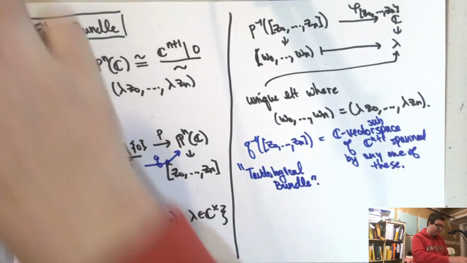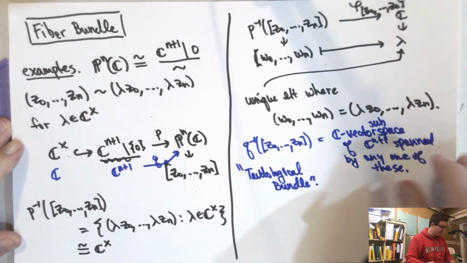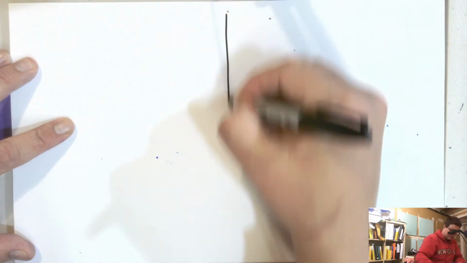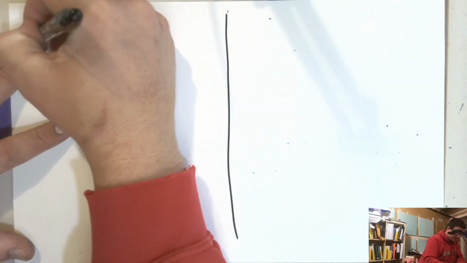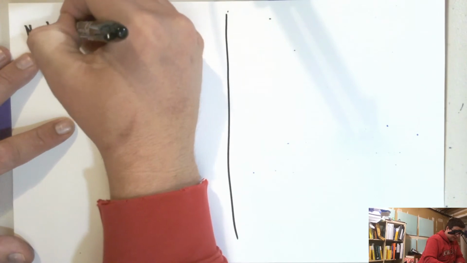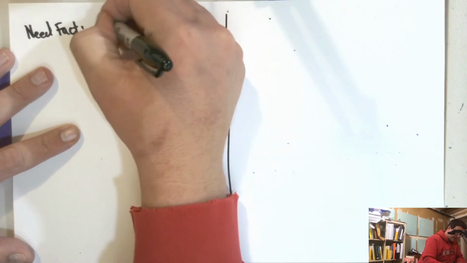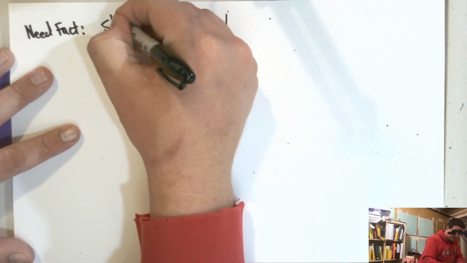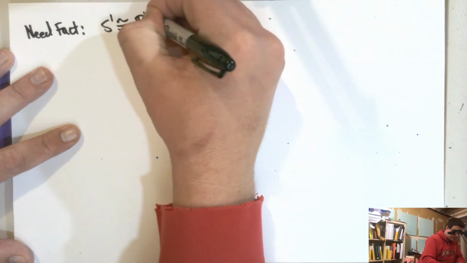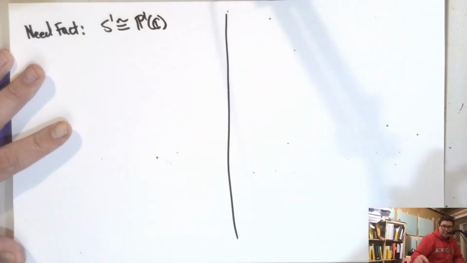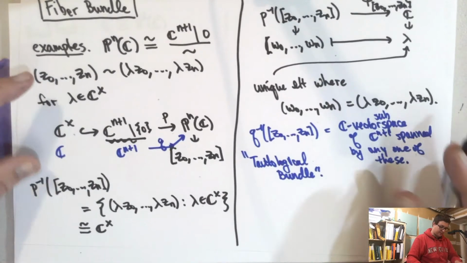Okay, so what's another example? To do another example, we need a certain fact: that S1 is homeomorphic to P1 of C. By the way, let me just make a remark here.